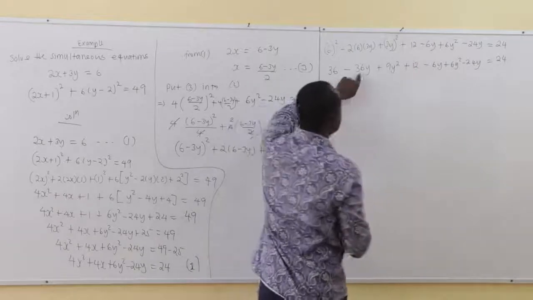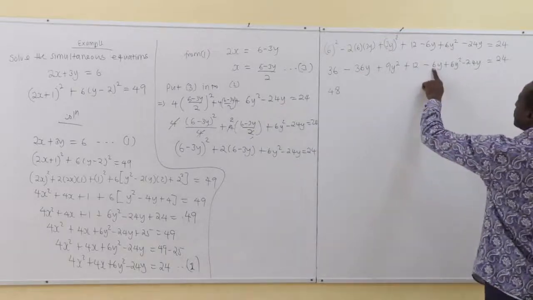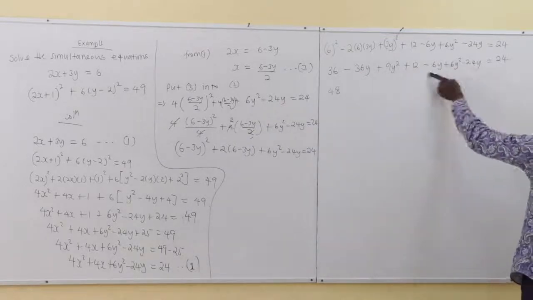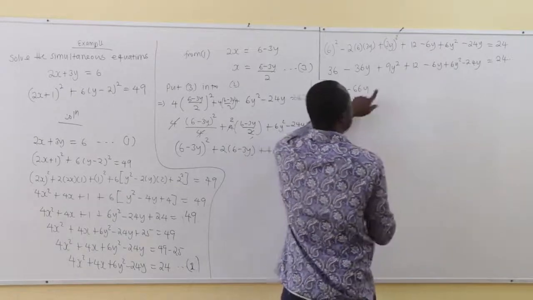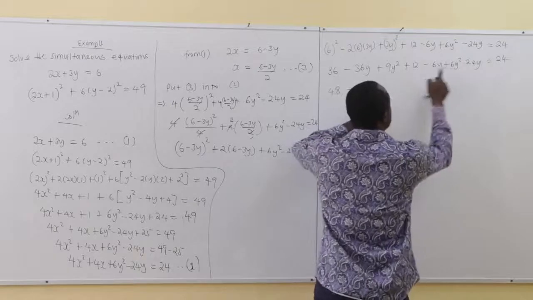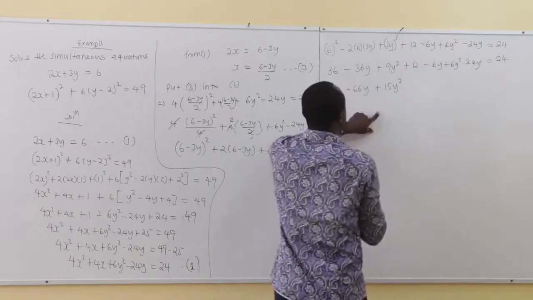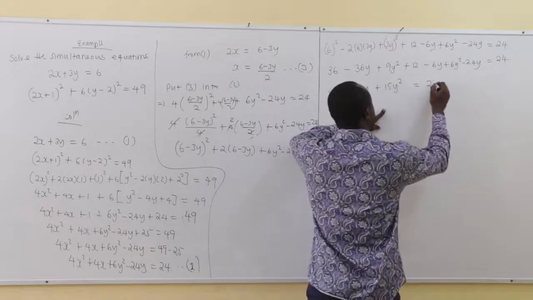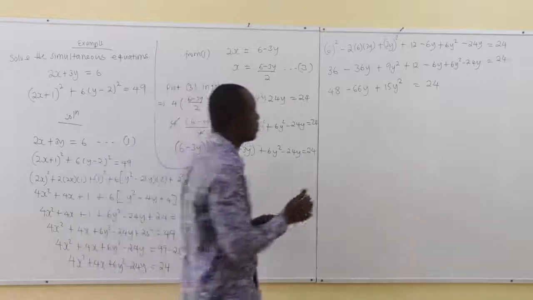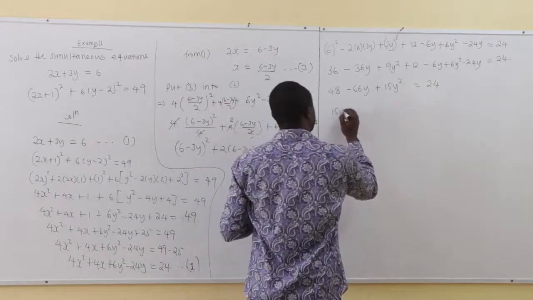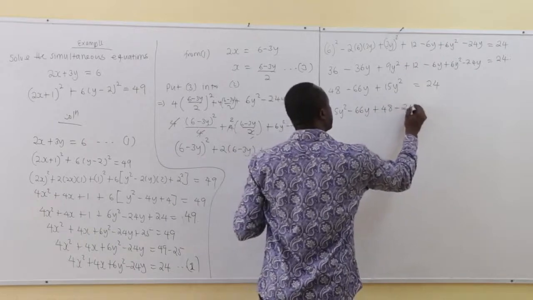Now, negative 36 and then negative 30, so that would be negative 66y. Let's see the squares. 9y squared plus 6y squared, that is 15y squared. And this is just equal to 24. What are we getting? We are getting the quadratic equation. So we have 15y squared minus 66y plus 48 minus 24 equals 0.